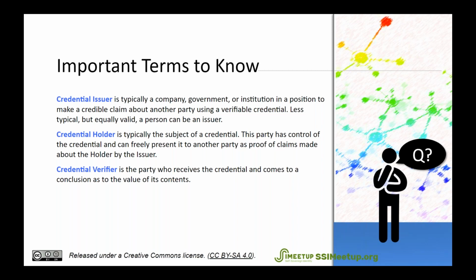And then finally, we have the concept of a credential verifier. This is a party that would at some point receive a credential. So as a holder, I might present this credential to another party and say, here's something interesting about me, please believe it.